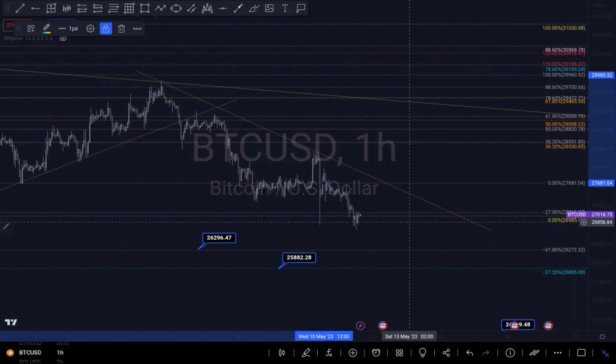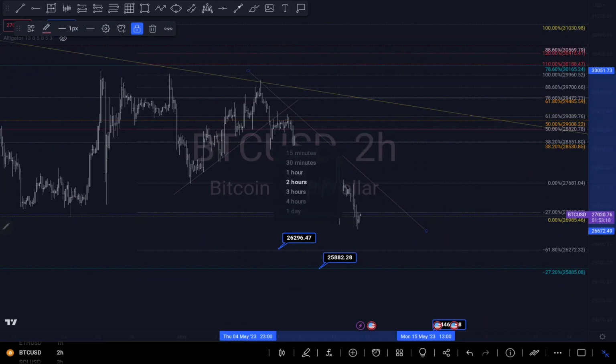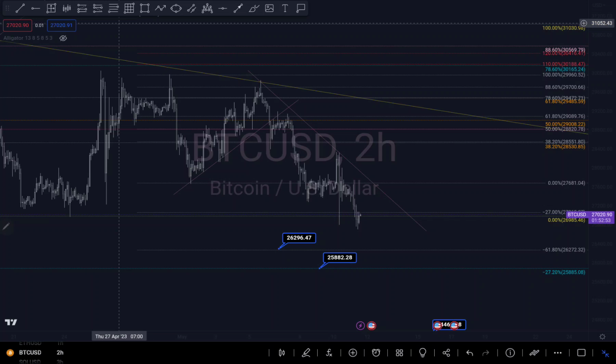Okay, so what am I expecting right now? Like I said, I'm currently around my negative 27%, so I see a possible move to the upside before we now continue to the downside, because around that area I see a little bit of a reversal. I always see a little bit of rejection around that area before we now continue to the downside.